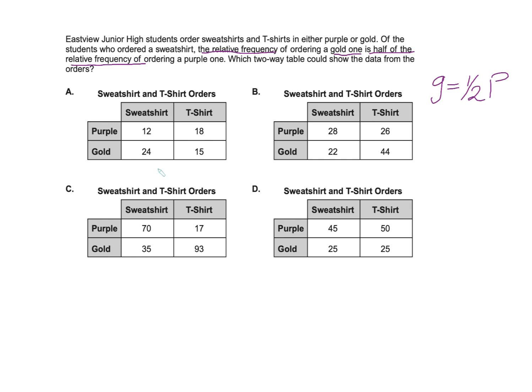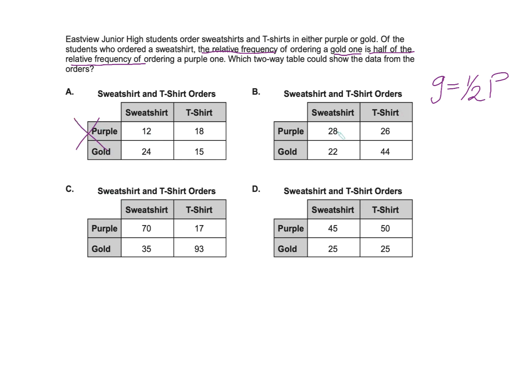So we're looking at sweatshirts, so we're looking at the first column. And they said the gold was half of the purple. Now if you look at A, this is the opposite around. Your gold is 24 and the purple is 12. Remember they said the gold was supposed to be half of the purple. So if purple is 12, gold should be 6. So this is not our answer.